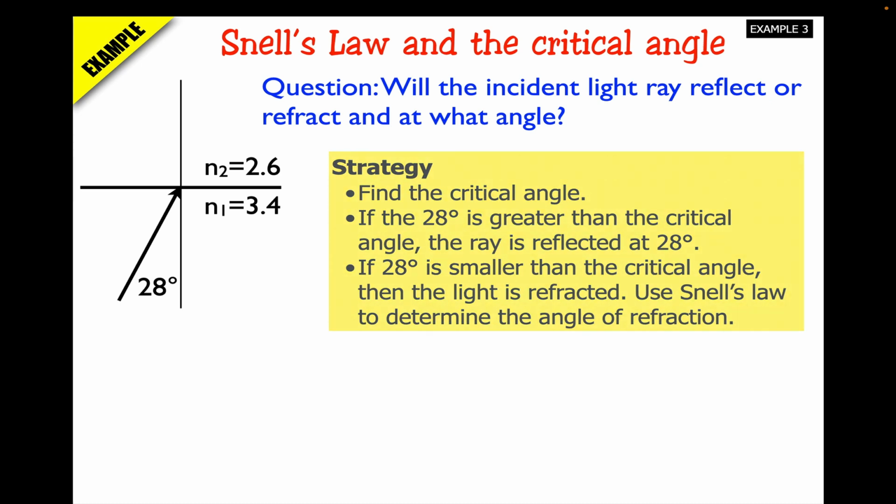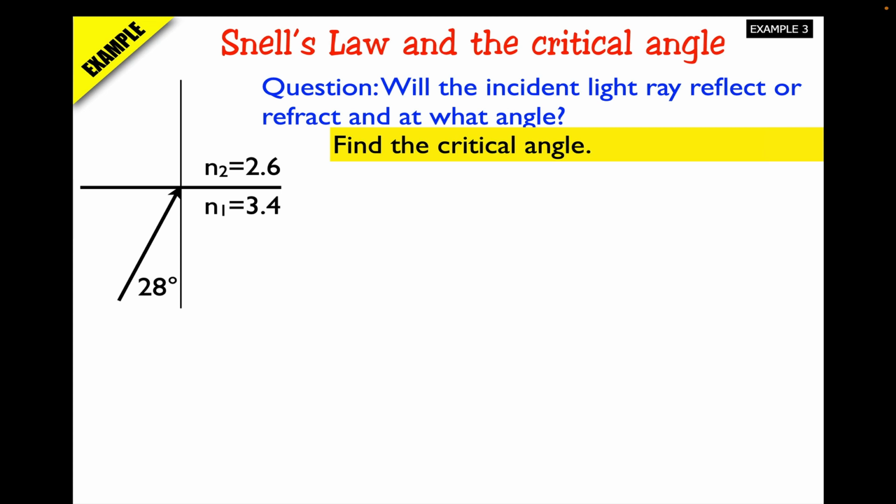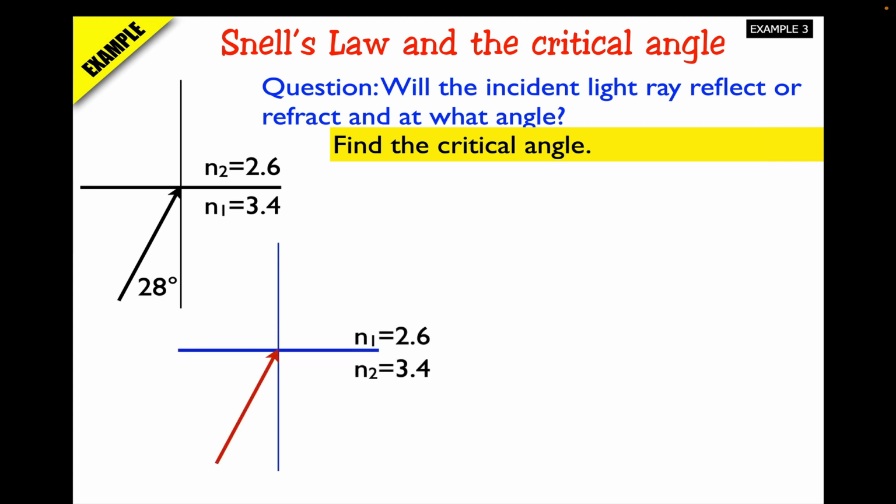So let's get started. Step one is to find the critical angle. To find the critical angle, it's a problem within the problem. So I'm not going to redraw my 28 degrees. Instead, I'm going to draw my original setup, but I'll have this generic angle, which is the critical angle. I don't know what the angle of this line is, I just drew it generically. And I know this: at the critical angle, the refracted ray is going to be at 90 degrees.